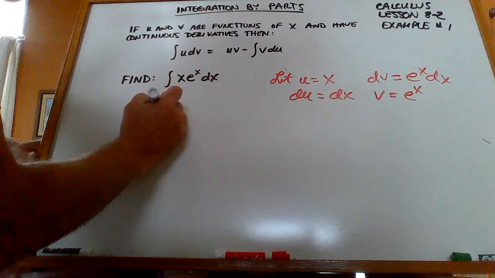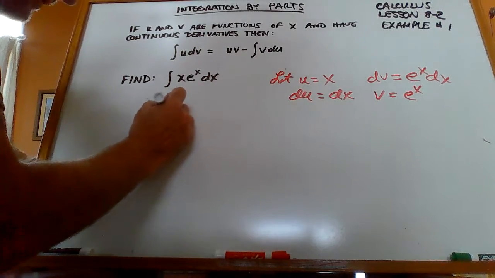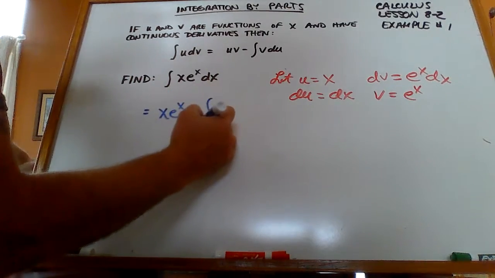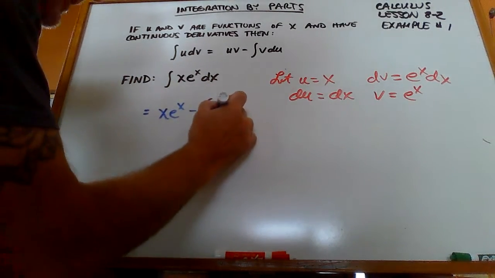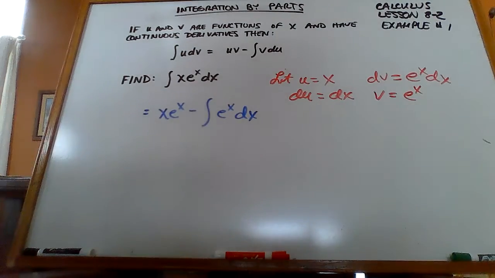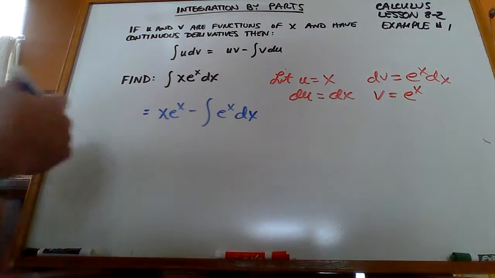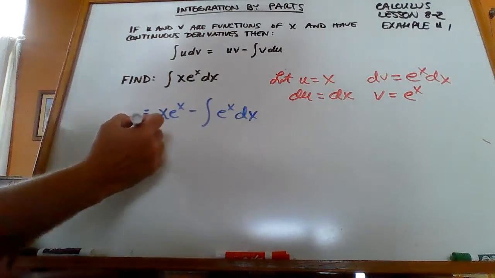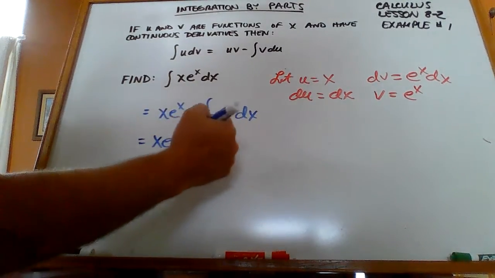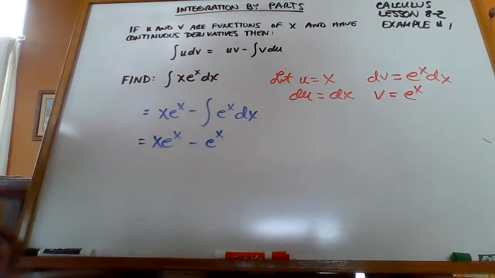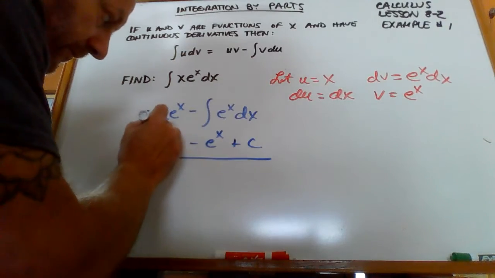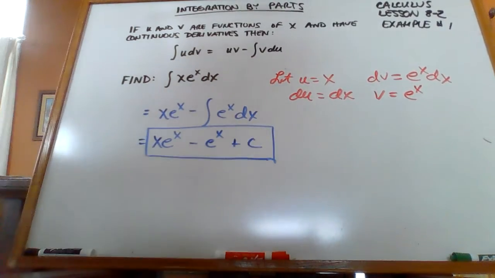So this is going to be equal to u times v, so x times e to the x, minus the integral of v, which is e to the x, du, which is dx. And now we've got to finish this part right here. This part's done. x e to the x minus, well, the integral of e to the x is just e to the x. And then we add plus c because it's an indefinite integral. And there we go. There's our solution.